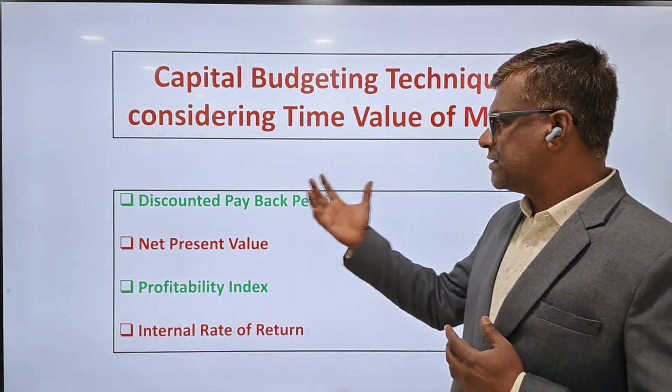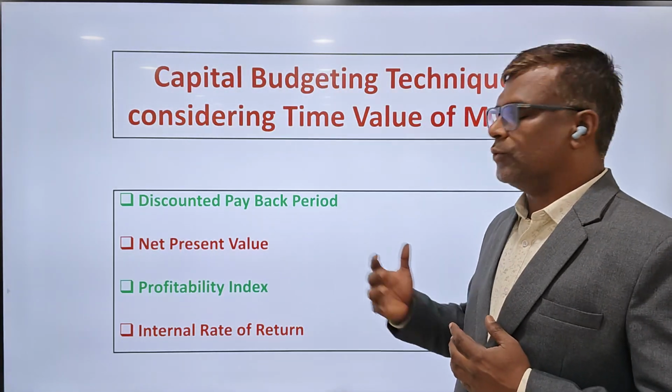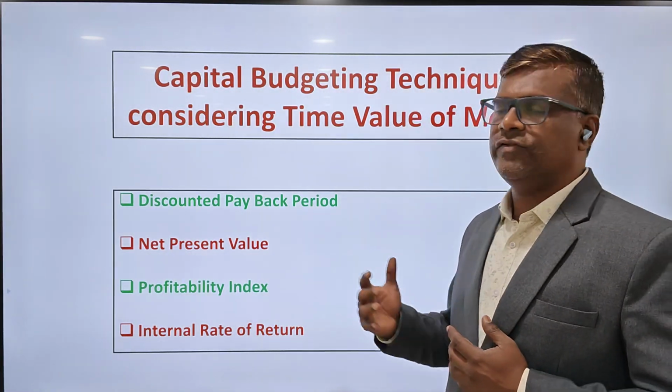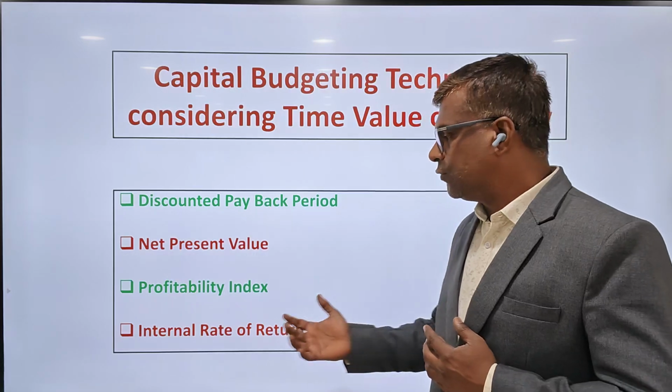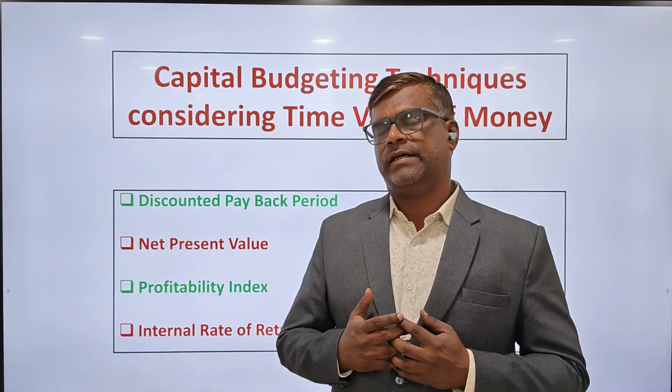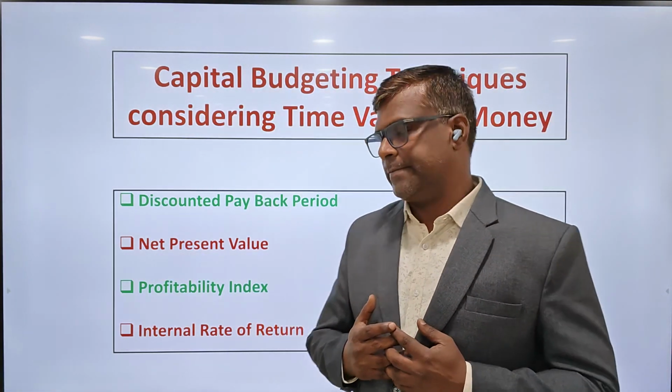Technique number 1, discounted payback period. Number 2, net present value. Number 3, profitability index, and the fourth one is internal rate of return or IRR.